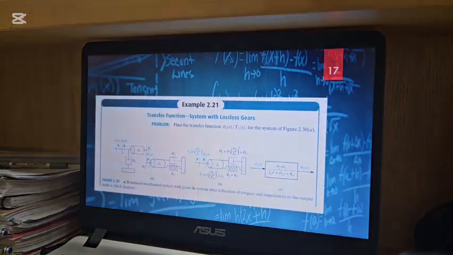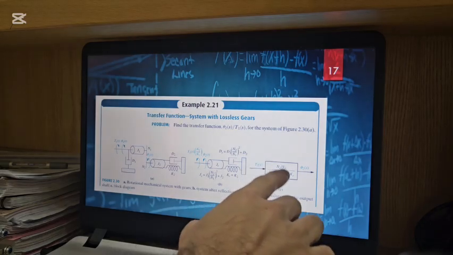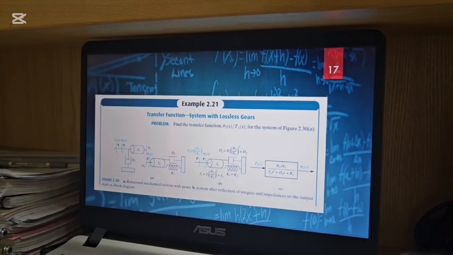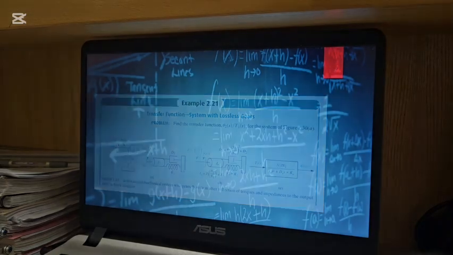So we will see the problem to understand this concept. Here we will find the inertia, damper, and another inertia 2 and damper 2, and we have a spring. So we have here the free body diagram. So we can go through the solution.